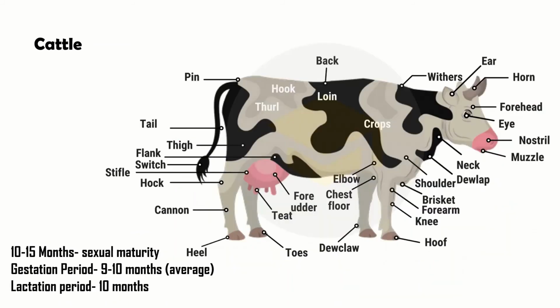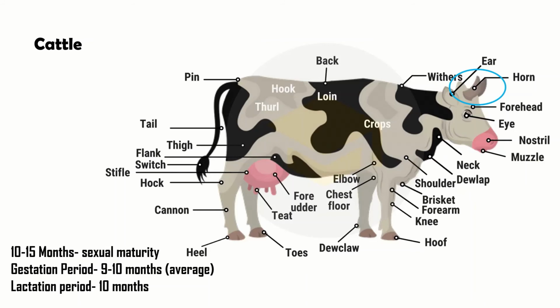Next is the cattle. The cattle attains its sexual maturity at 10 to 15 months. Of course, it depends on its weight. Its gestation period lasts for 9 to 10 months and the lactation period for 10 months. Okay. First is the horns. The horns are usually undesirable because most animals can cause harm to themselves and also to each other, especially when the animals are being handled.